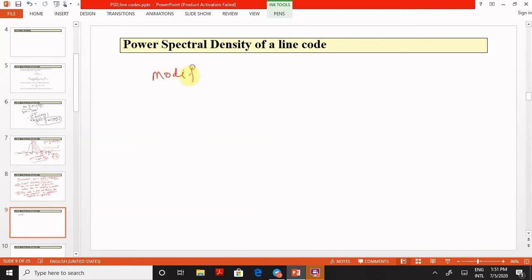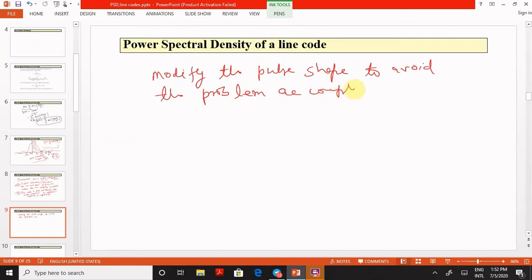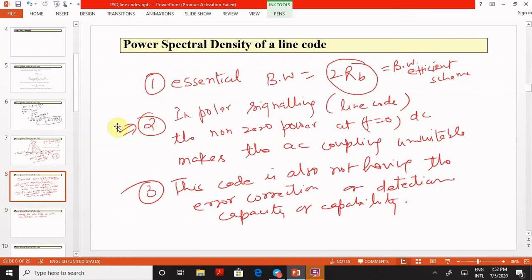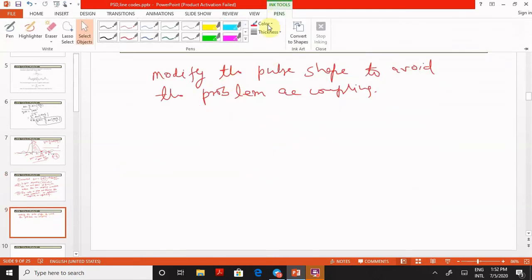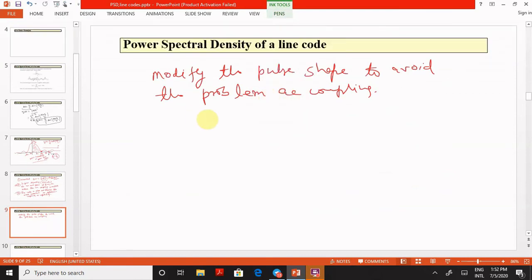you can modify the pulse shape to avoid the problem of AC coupling. Means at least we can do something for this second point. We can make some changes in the pulse. Although the code will remain the same, we are just changing the pulse shape, and by making this change, we can avoid this AC coupling issue.